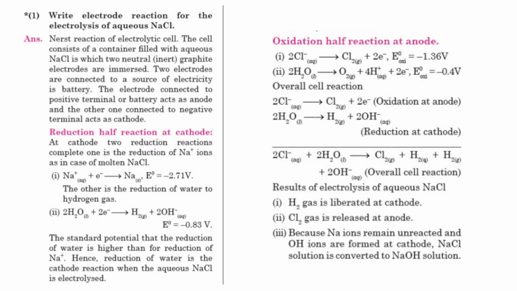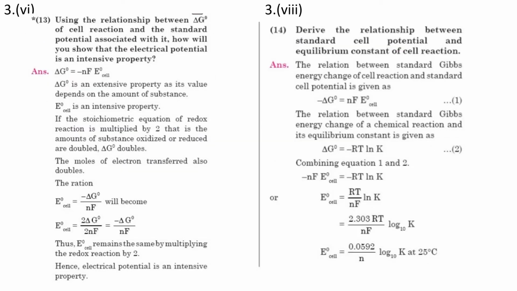Therefore, we have to consider the oxidation half reaction as 2Cl- gives Cl2 + 2 electrons and reduction reaction is 2H2O gives H2 + 2OH-. The overall cell reaction is 2Cl- + 2H2O gives Cl2 + H2 + 2OH-. The result of electrolysis of aqueous NaCl is hydrogen gas is liberated at cathode and chlorine gas is liberated at anode. Because Na+ ions remain unreacted and OH- ions are formed at cathode, NaCl solution is converted to NaOH solution.